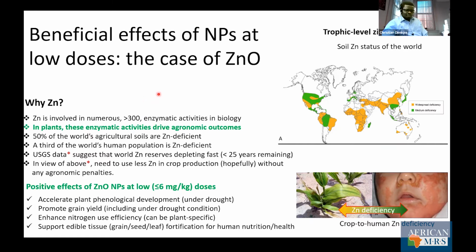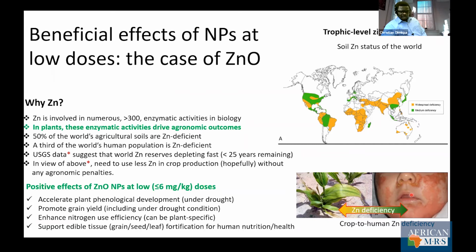However, zinc is one of the very important nutrients in plants and in humans. It's involved in over 300 enzymatic activities in biology. And the activities we see in plants, for example, drive what we see as yield or as growth, so agronomic outcomes. You can see 50% of the world's soils are zinc deficient, and a third of the world's human population suffer from zinc deficiency. Zinc deficiency is very rife in places like Africa and also in other places in the world. You can see this kid here suffers from zinc deficiency.